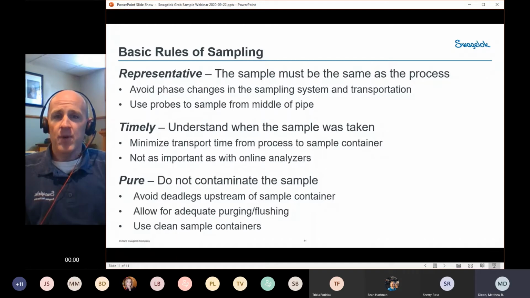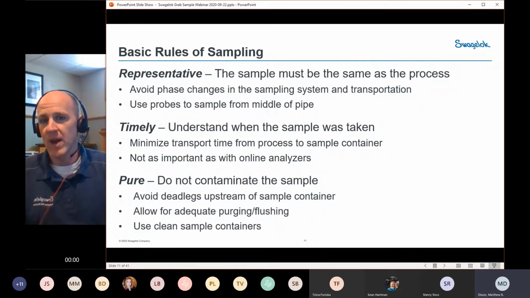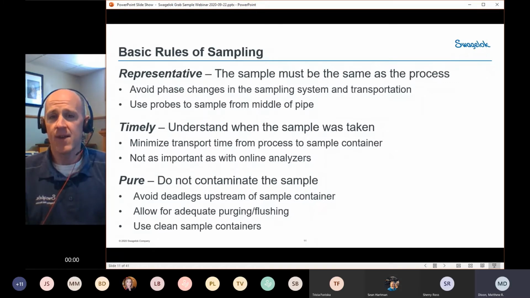We also want that sample to be timely. With grab sampling, again, it's not as important to get that sample from the process pipeline to your grab sample panel in that 1 minute gold standard that we talked about for online analyzers. It's not as important, but we do need to understand it. A poorly designed system can literally take weeks to get a sample from the process pipe to the grab sample panel. So if it's not done well, you could be taking a sample and not realizing that your sample is representative of your process 3 weeks ago. So you really need to understand that.